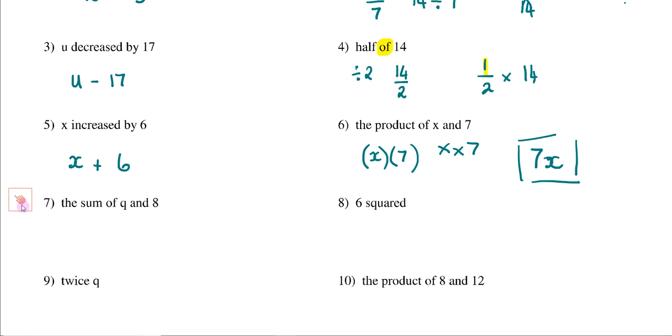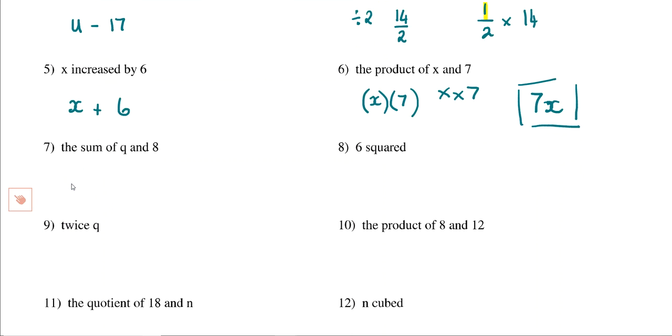All right. Number 7, the sum of q and 8. Talia, do you know? So Q plus, yeah. Q plus 8. Right. Sam, 6 squared. 6 with a little 2 up there, okay? That is exactly how I would write it. But just out of interest, what does that mean, Luke? 6 times 6. Good, love it. 6 multiplied by 6 is another way, all right? Jack?